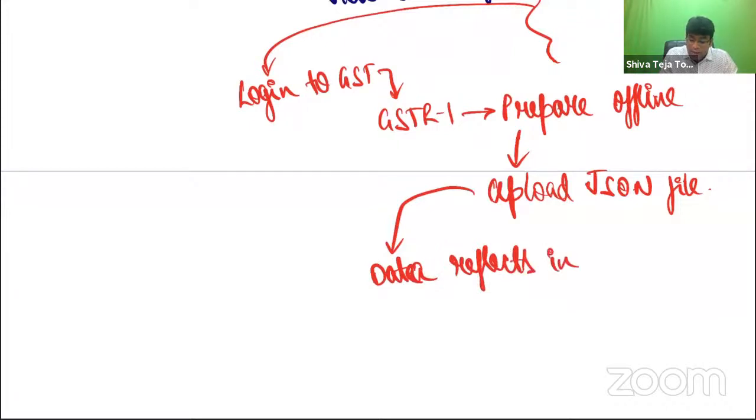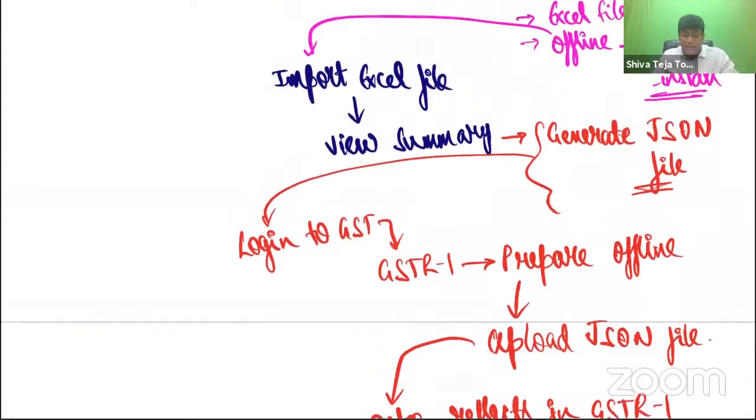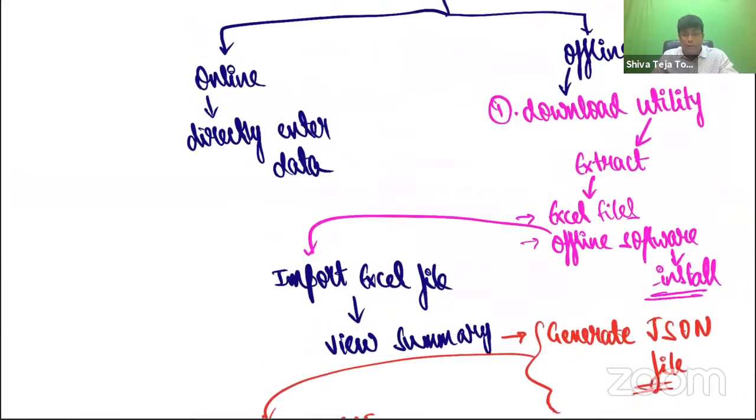And by any chance, if you do something wrong, then some error file will get created, and that error file we can again open in the offline utility and then check what is the error which has come up, rectify that error, and again repeat the same process of generating the JSON file and uploading that. You can see on the right side once again. I'll take you through the process once again.